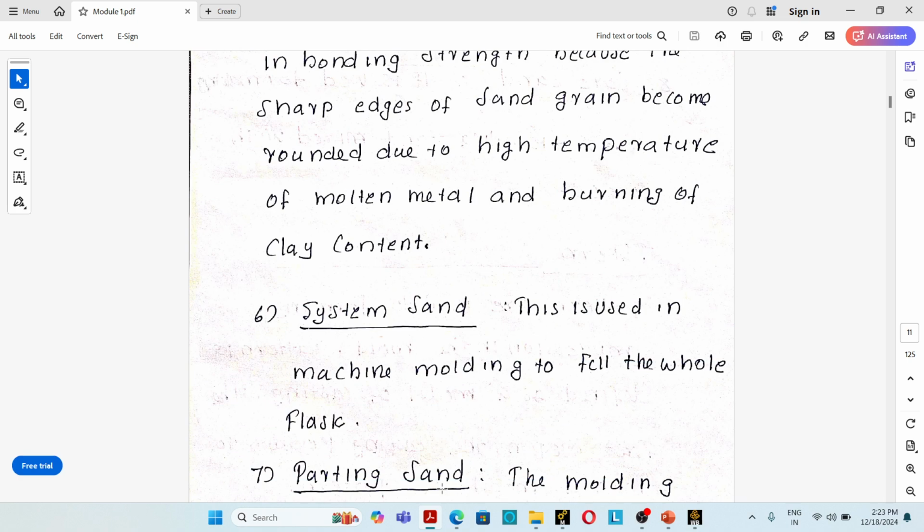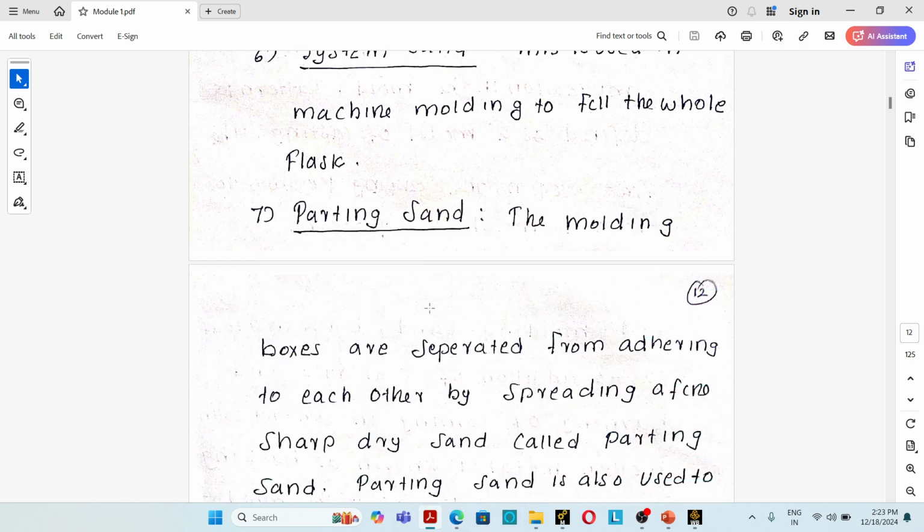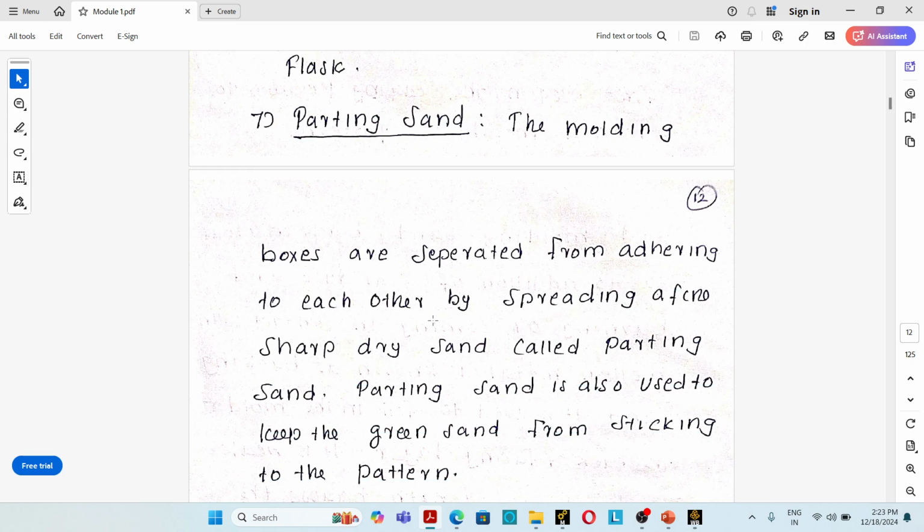Sixth one is the system sand. System sand is commonly used in the machine molding process. We have machine molding and manual molding processes. System sand is used in the machine molding process.